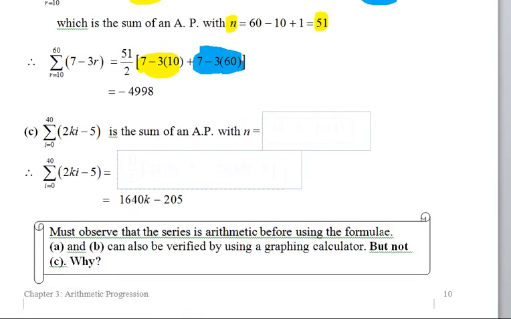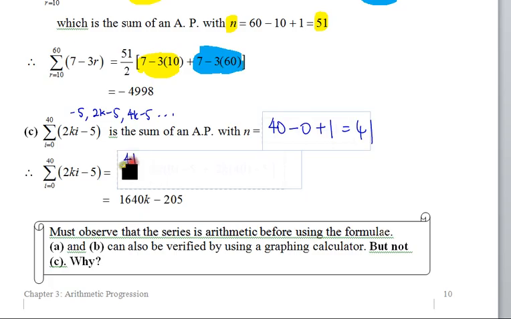If you want to be super clear, you sub in i equals 0, you get -5. i equals 1, you get 2k minus 5. i equals 2, you get 4k minus 5. Correct? And so on and so forth. So this is an AP with number of terms equals what? 40 minus 0 plus 1, 41.